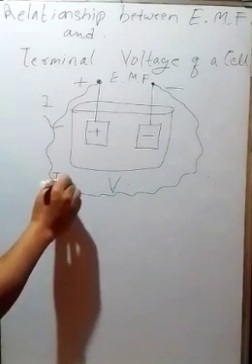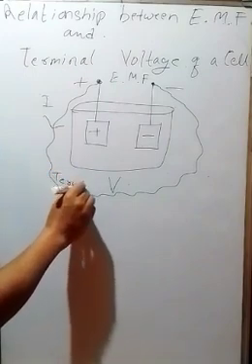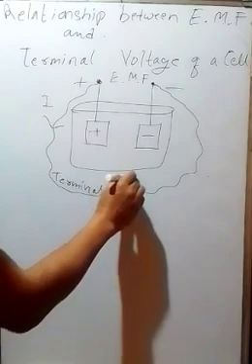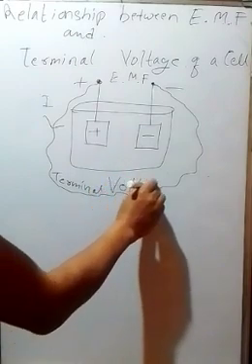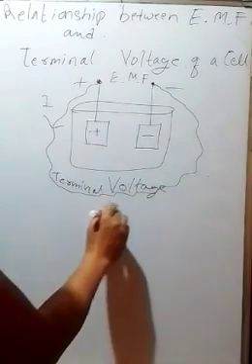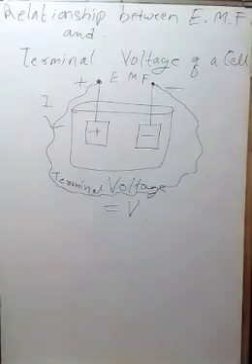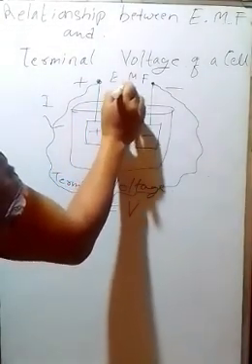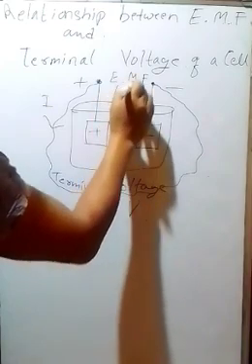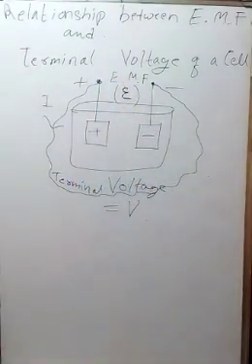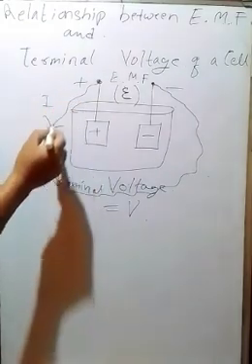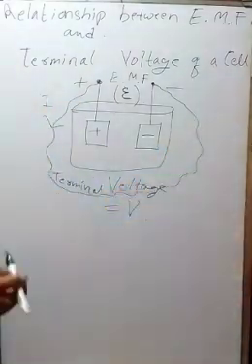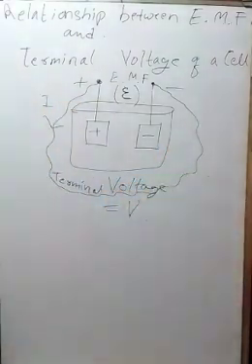We already know the terminal voltage, let this be V. Clear. And we know that E.M.F is denoted by E, this symbol. Now the same E.M.F flows through this wire, but outside it is called terminal voltage.